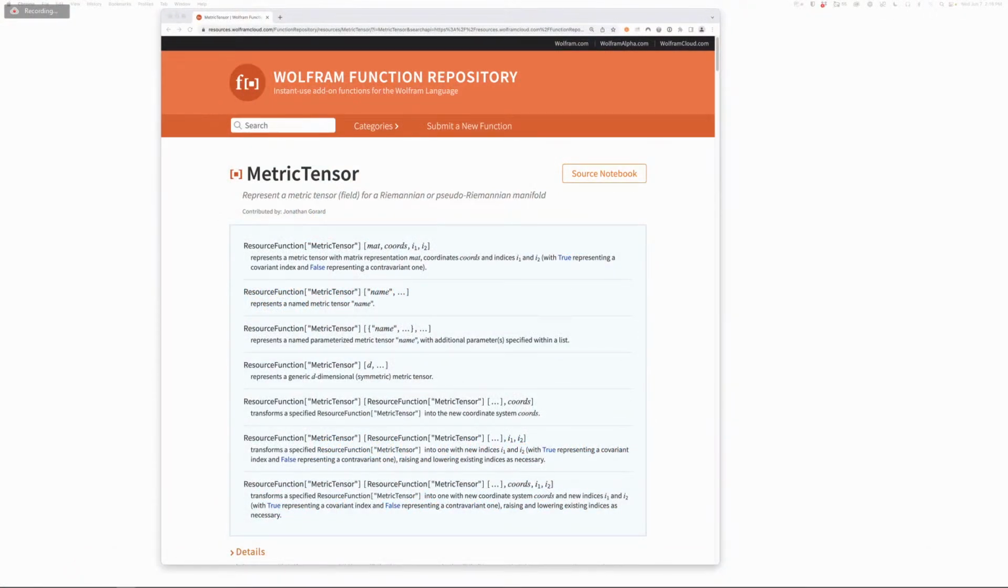Okay, hello everyone. We are here to do a kind of science meets technology discussion about gravitation, general relativity, Wolfram model, hypergraphs, and related topics. And we're going to talk about some of Jonathan's work on developing function repository entries and so on for doing general relativity calculations basically on the basis of hypergraph rewriting and so on.